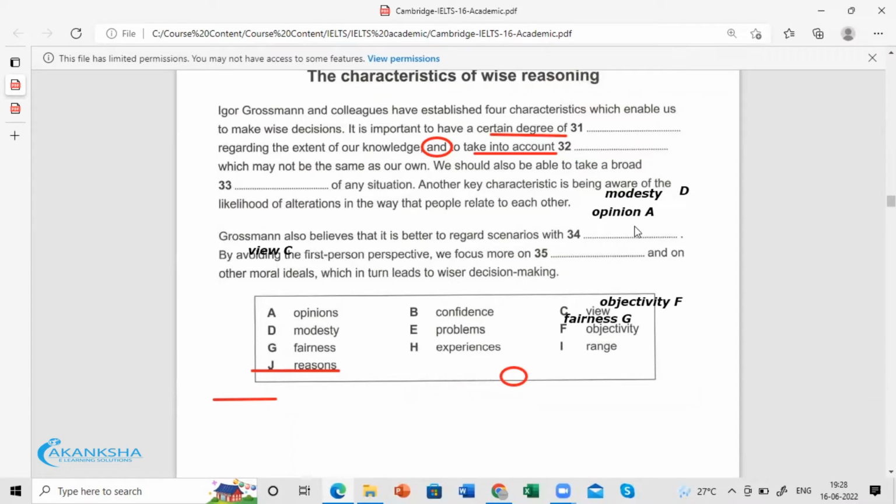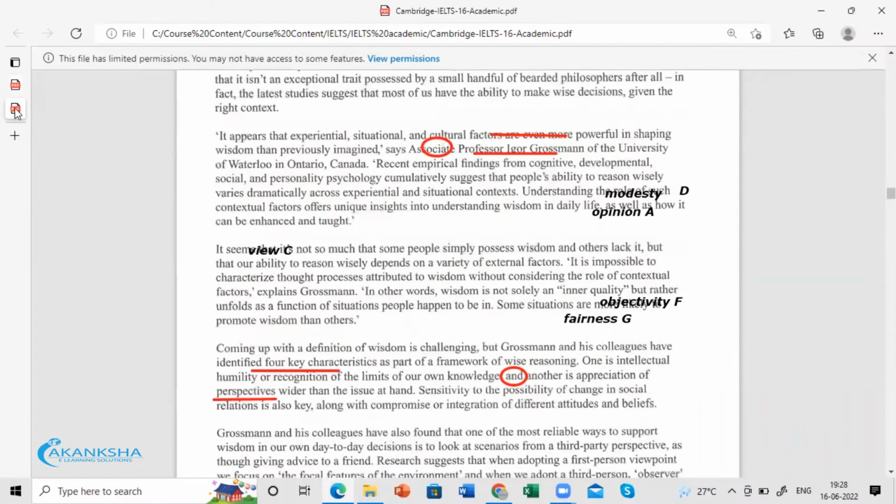Okay, the opinion, which may not be the same as our own. Wider issue, wider than the issue at hand. Means not our own, that is perspectives, opinions. This is something that we need to notice. So these conjunctions can help us come closer to the answers quickly, and that's exactly what they're looking for.